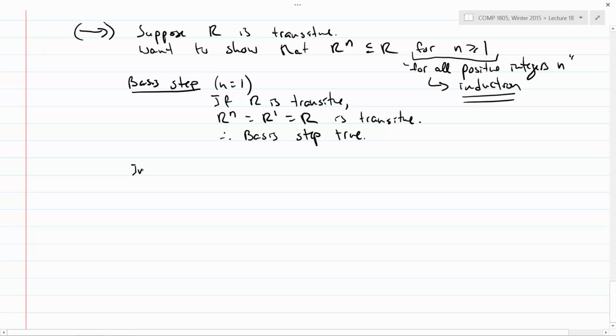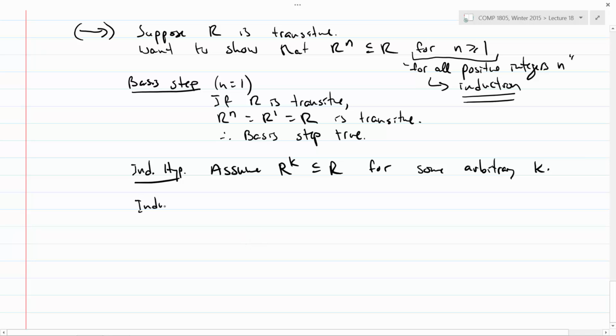So now we do our inductive hypothesis. Our inductive hypothesis is that we assume R to the k is a subset of R for some arbitrary k. And in the inductive step, I want to show that R to the k plus 1 is a subset of R. That's what I would like to show. Is it clear what I've done here?